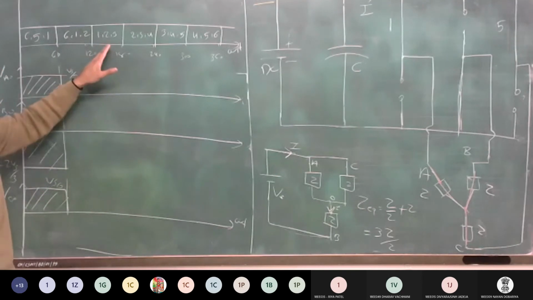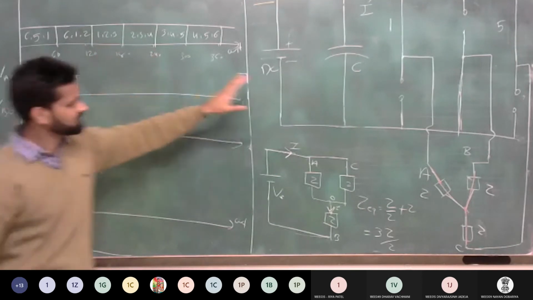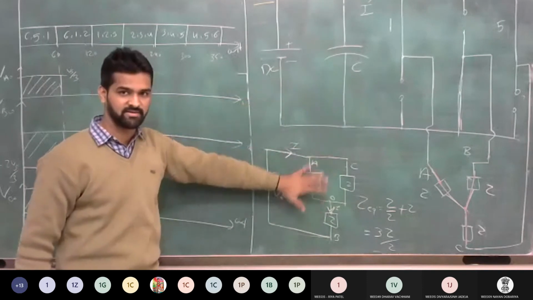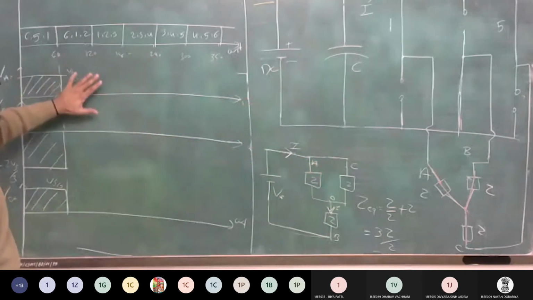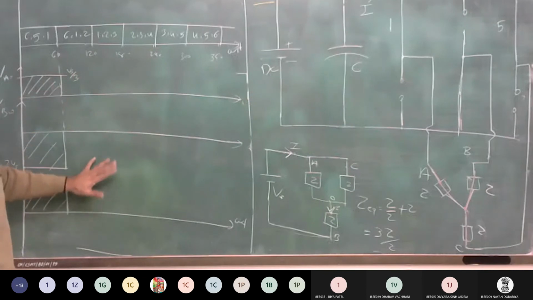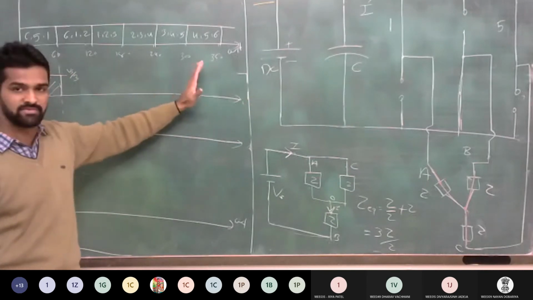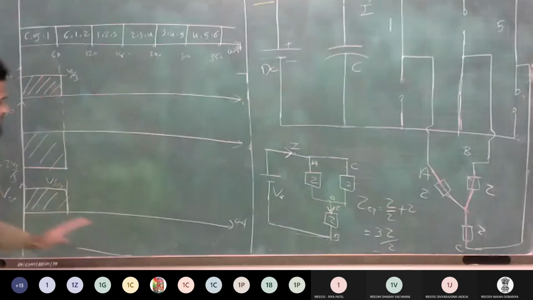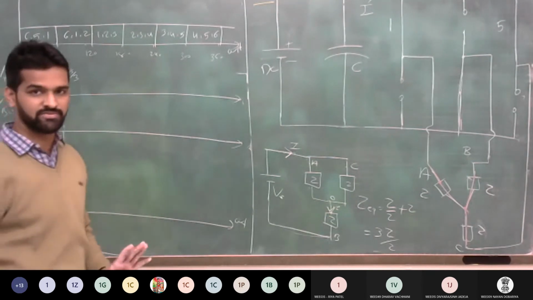Same way for the third step, 1, 2, 3 are conducting. That switch acts as a closed switch. Draw the equivalent circuit, calculate the value of all the 3 phase voltages. Same way for all the 6 steps, if you calculate the value and draw the waveform, that gives all the phase voltages in one cycle: VAO, VBO and VCO. Clear?